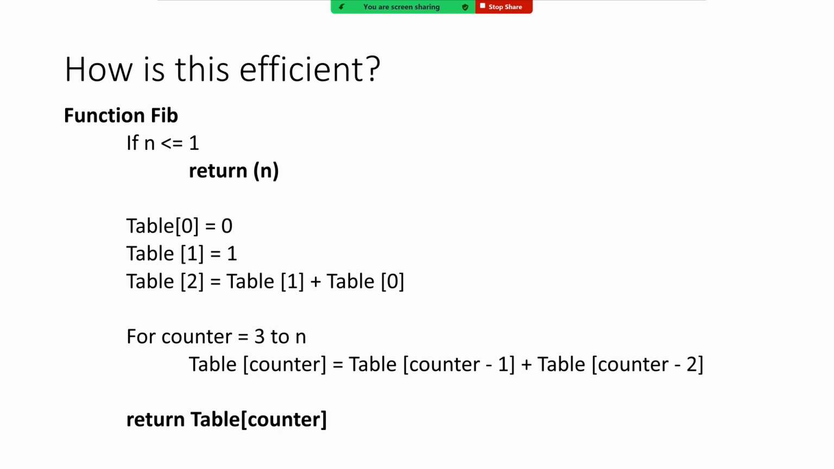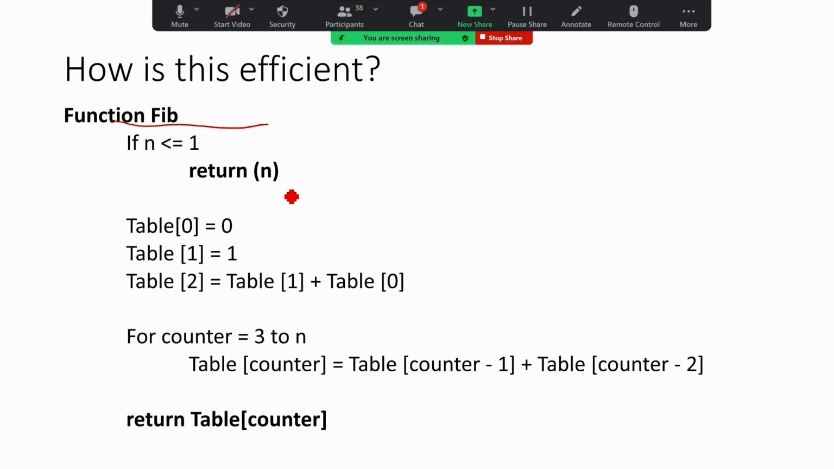So this is Fibonacci. This is the implementation of Fibonacci that doesn't use recursion, but it uses efficiency. And if you look at the structure, there is a base case, same thing. This is your base case. If n is less than or equal to 1, return n, right? So this is what? This is your base case.